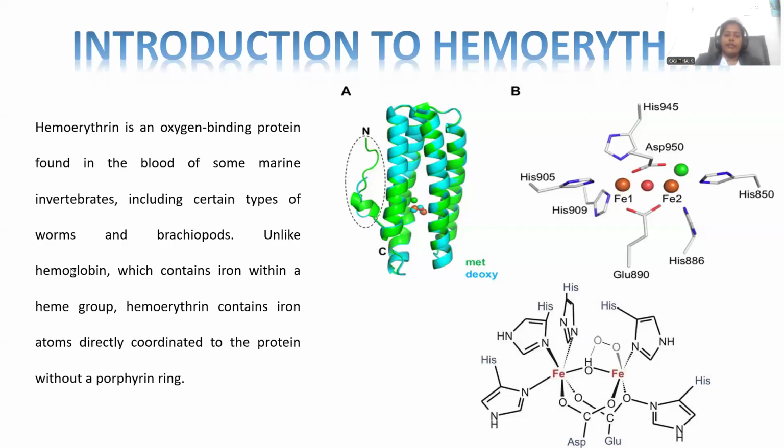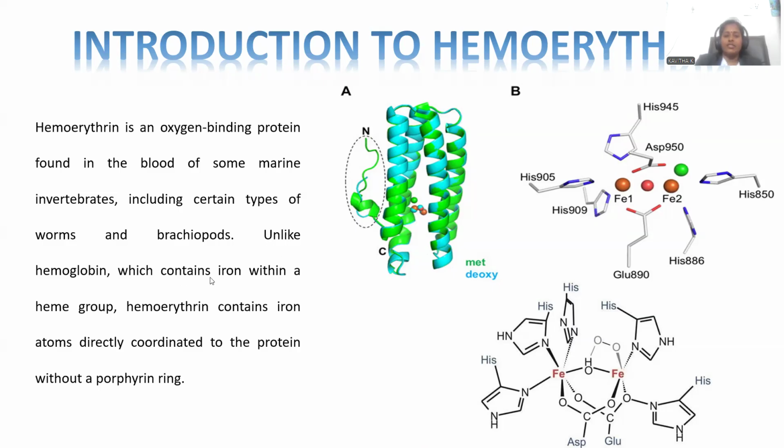An intro regarding hemoerythrin is provided over here. Hemoerythrin is an oxygen binding protein. It is an oxygen transporting device, we can say, and is found in the blood of some marine invertebrates. Invertebrates denotes organisms which lack a backbone, and they live in marine regions, including certain types of worms and brachiopods, tiny organisms which do not have a skeleton system.